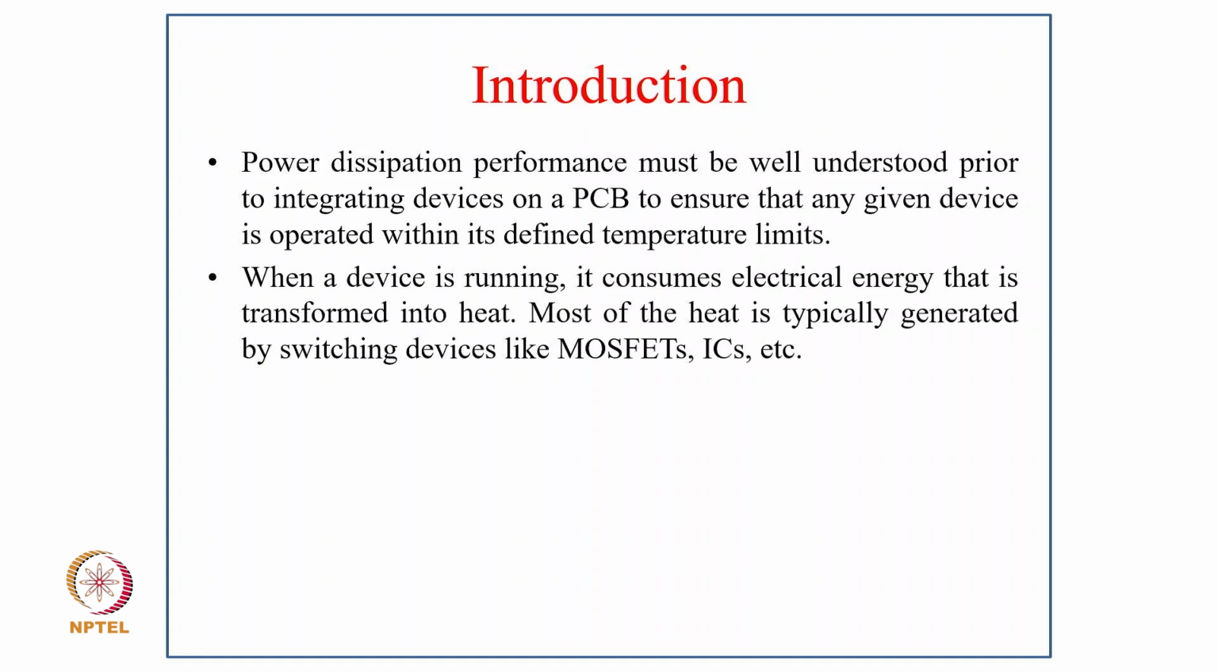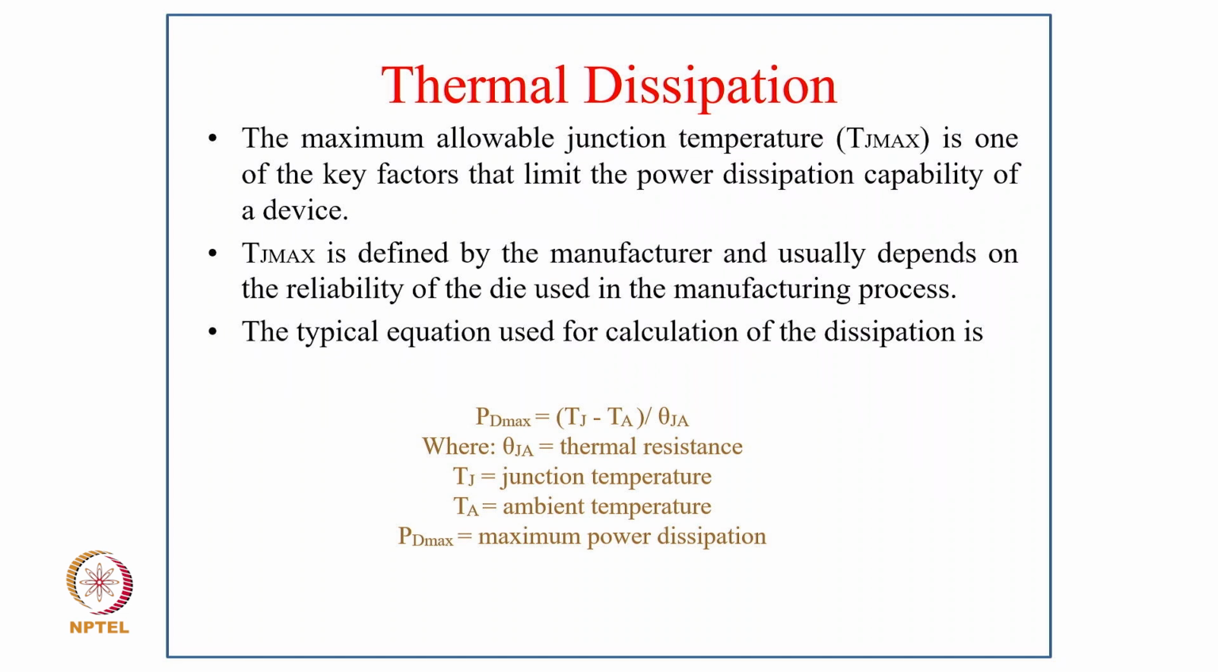When a device is running, it consumes electrical energy that is transformed into heat, and most of the heat is typically generated by switching devices like MOSFETs, integrated circuits, etc. So for thermal dissipation, the maximum allowable junction temperature Tj max is one of the key factors that limit the power dissipation capability of a device, and Tj max is defined by the manufacturer and usually depends on the reliability of the die used in the manufacturing process.